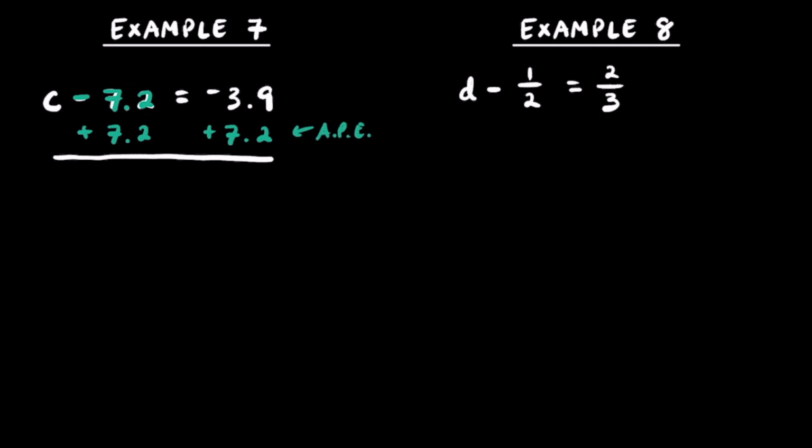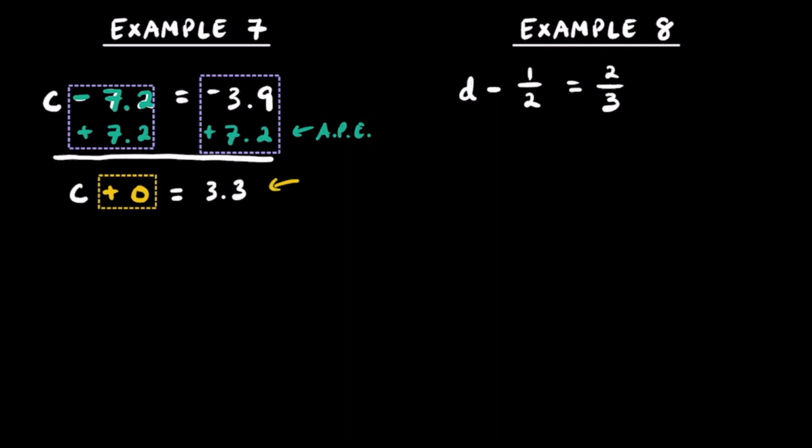Same old. On the left side, these opposites are going to cancel out, so we can just write c plus 0. And on the right side of this equation, this negative 3.9 plus 7.2, which is the same thing as 7.2 minus 3.9, is equal to 3.3. Let's drop that 0 by the identity property, and then conclude that c is equal to 3.3 for this problem. There's our solution.